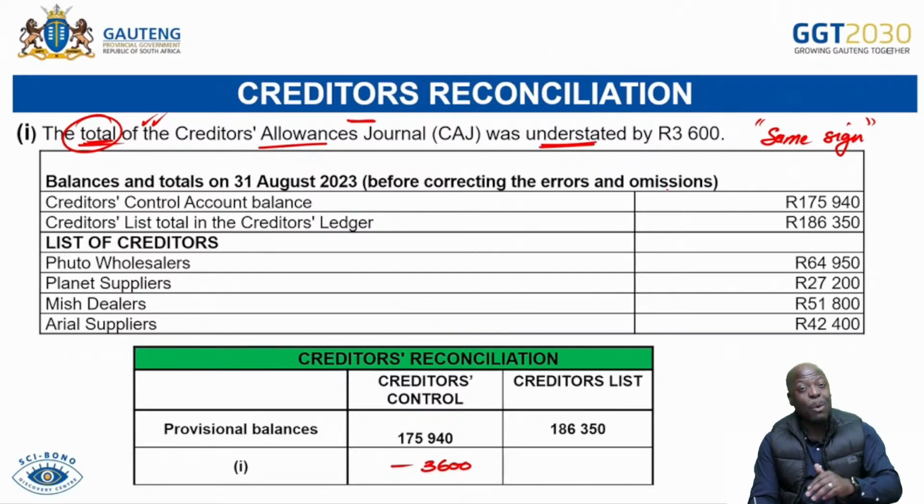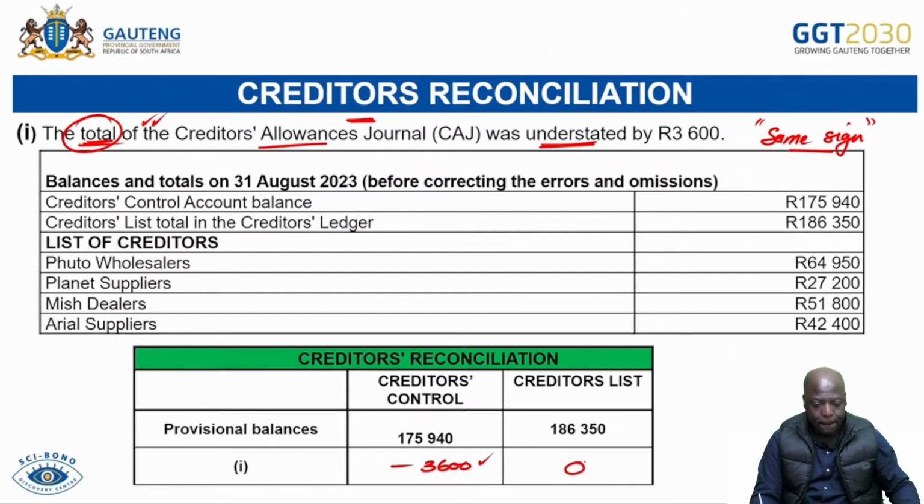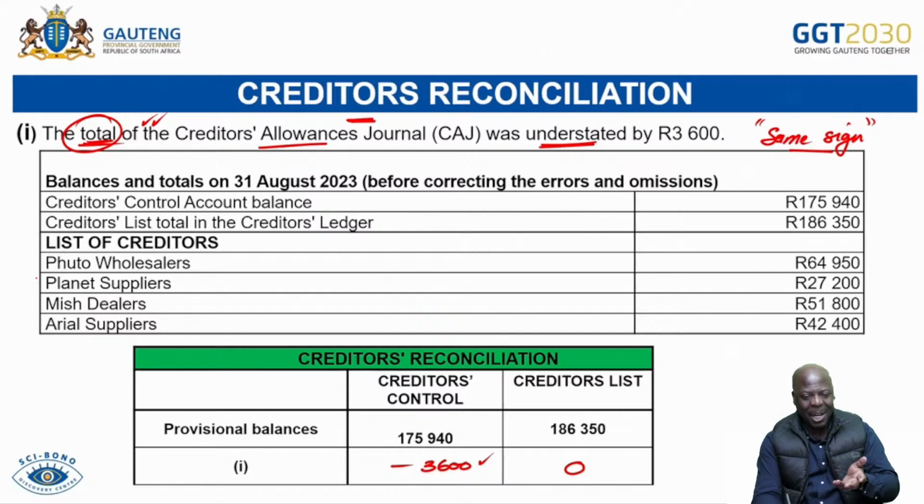And I know once an amount is understated, we recorded less. So we need to go and record more of the very same sign. So I come and say minus 3.6. CAJ is a minus. So minus 3.6. In the list, there's not going to be any effect there. Someone is asking, why no effect in the list? Because if I can ask you, the 3.6, are you going to record it in Puto? Did you hear any name Puto here? Or Planet or Mish or Ariel? No.